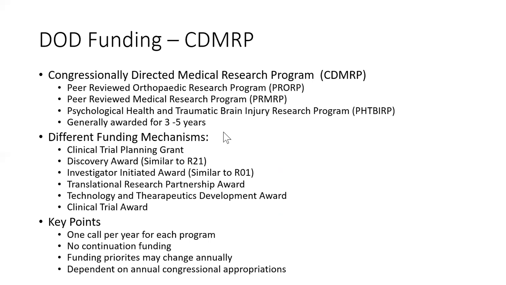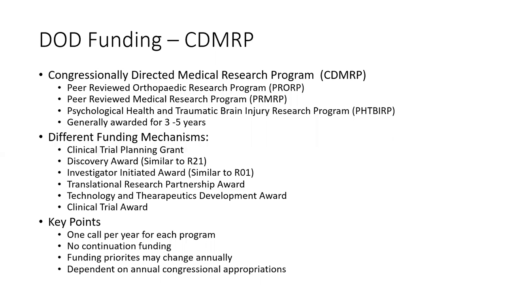So Peer-Reviewed Orthopedic really focuses primarily on orthopedic issues. They have funded some post-traumatic osteoarthritis research in the past. However, in the last couple years, they've kind of moved away from that. And that's probably because that funding priority is now shifted to the Peer-Reviewed Medical Research Program. The Peer-Reviewed Medical Research Program is probably the biggest program that CDMRP has. It receives the most funding, but it also tries to cover the largest number of research priorities or topic areas. So there's a much larger pool of money, but there's also a lot more people competing for that money. So it's important to keep that in mind.